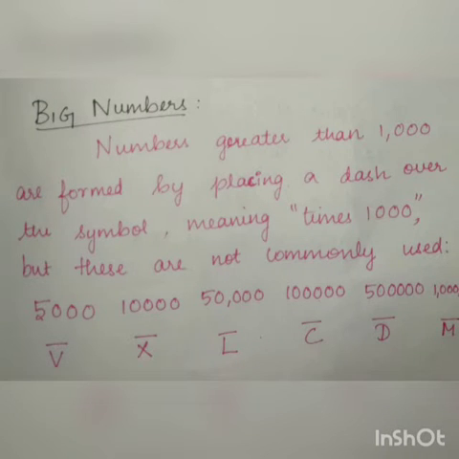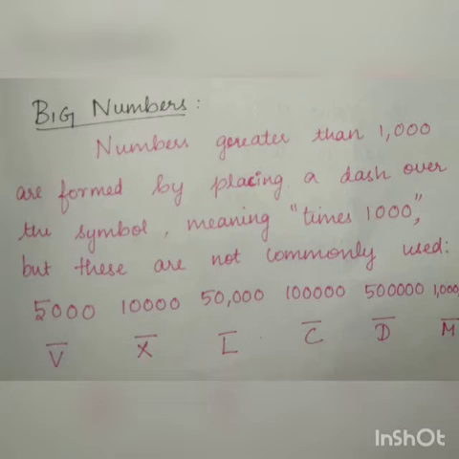Next is how to write a Roman numeral for bigger Hindu-Arabic numerals. Numbers greater than 1000 are formed by placing a dash over the symbol. For those values, you will put a dash over that symbol, which means times of 1000, not for values like 1200. It is for 1000, 2000, 3000, 5000. It is a multiple of thousands. If it is a times of 1000, we will use a dash over that symbol.